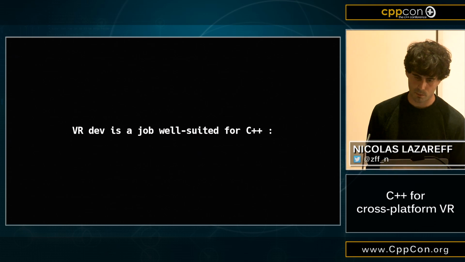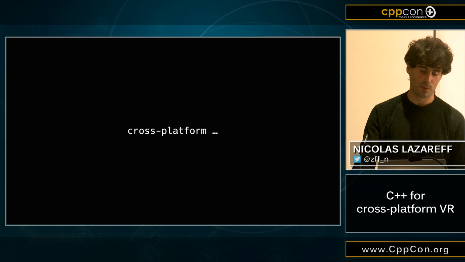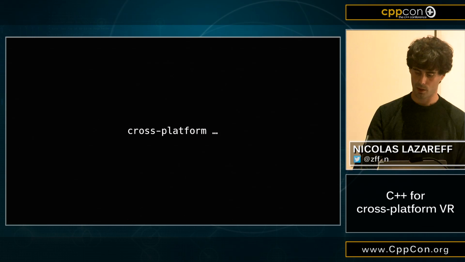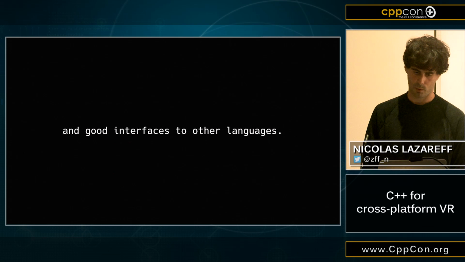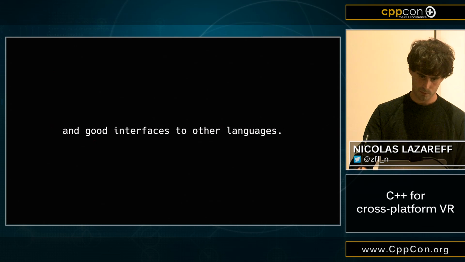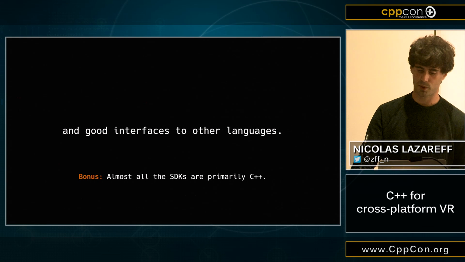All these things make C++ a well-suited language for the job. One of its strengths, and certainly one of the reasons it's having its second renaissance now, is that it's cross-platform, gives you really tight control over performance, is suitable as a library, and has good interfaces to other languages, which is important if you want to rapidly prototype or interface with designers and artists. As a bonus, almost all the SDKs are primarily C++, so this is probably a good sign that most of the big minds in the industry think C++ is the right language for the job.